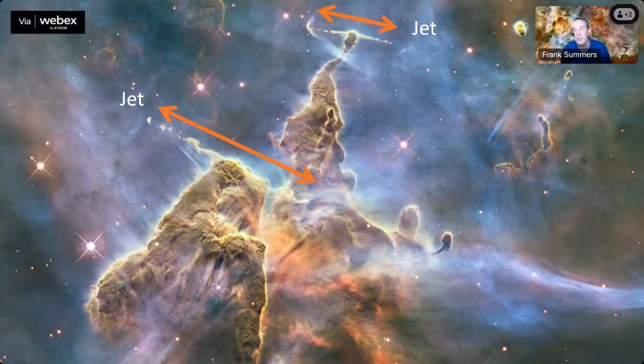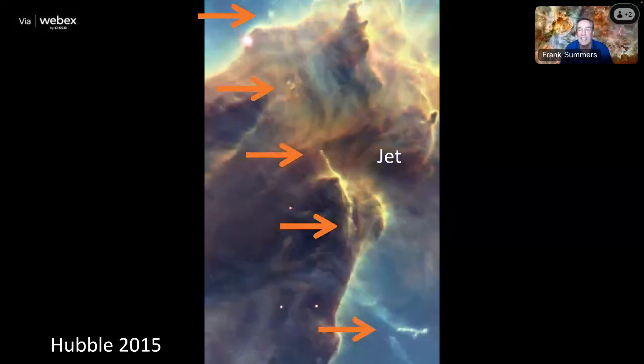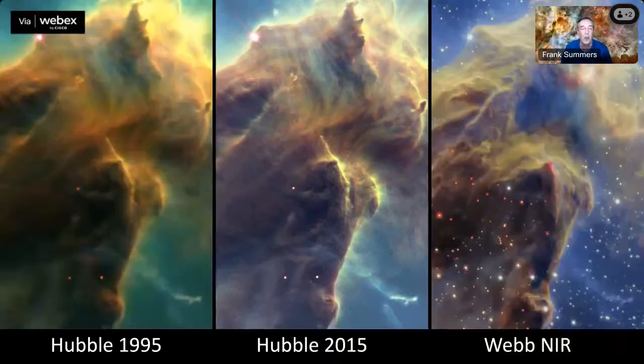But what we don't have for Mystic Mountain, and we do have for the Pillars of Creation, is two epochs separated by 20 years. All right. So here I've placed some arrows to guide your eye. This is the 1995 image. And this is the 2015 image. And I'm going to blink back and forth and sort of create a little bit of an animated GIF. And if you look really closely, you can see motion going on over the course of 20 years, right? So we can see the motion of this jet occur over the 20 years.